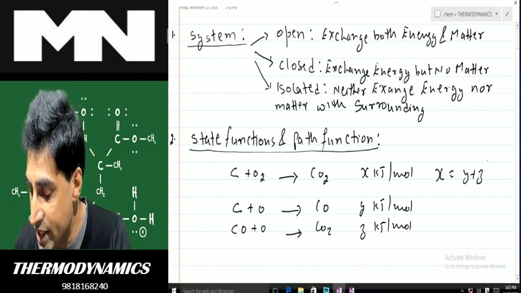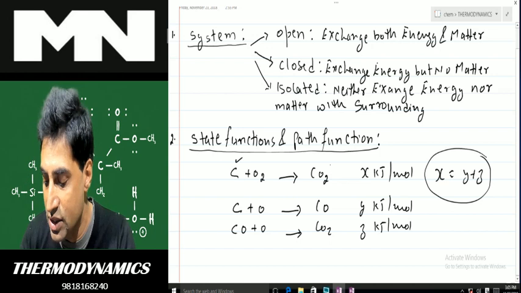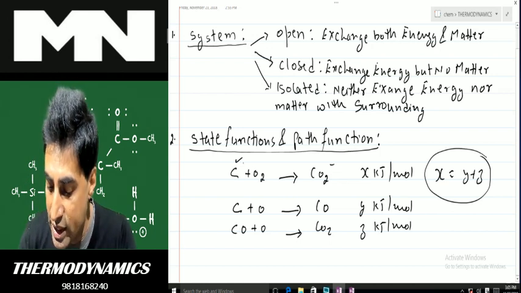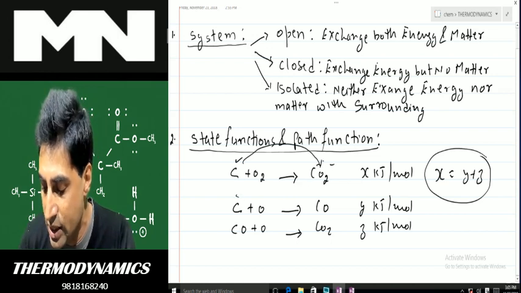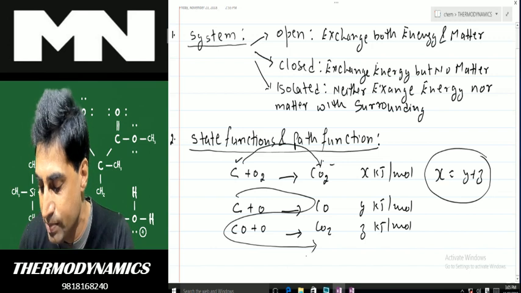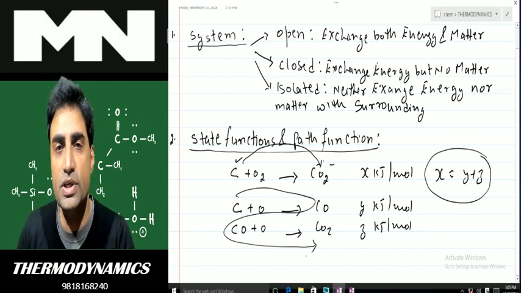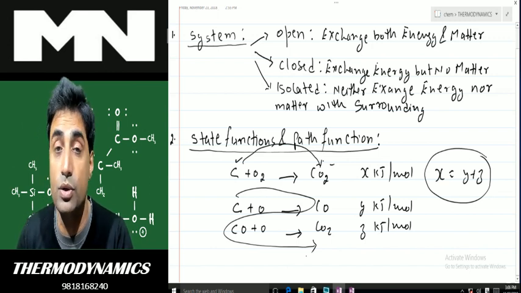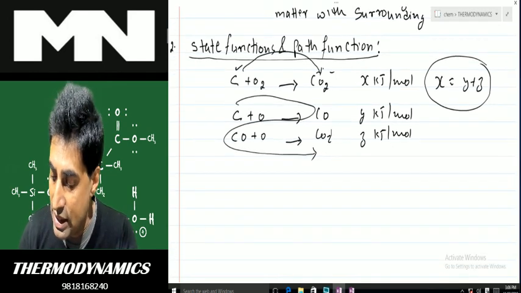That means the amount of heat energy which is given out basically depends on the initial state and the final state. It depends only on the fact that you are converting carbon to carbon dioxide, no matter whether you are converting in one step or following more than one step. Such a thermodynamic property is a state function. So a state function is something which depends on the initial and the final state of a system and does not depend on the path followed. I'll give you another example.